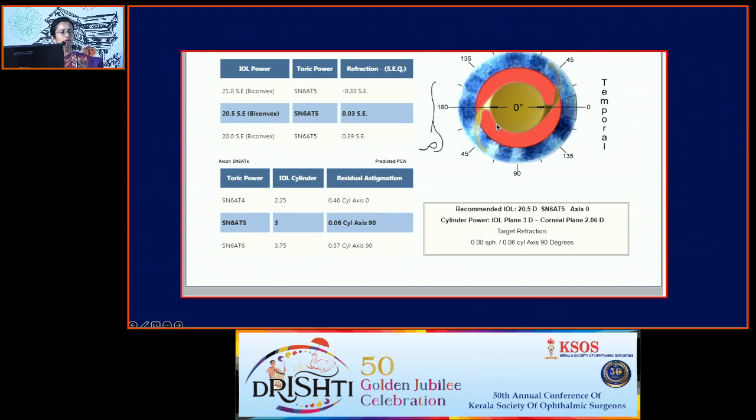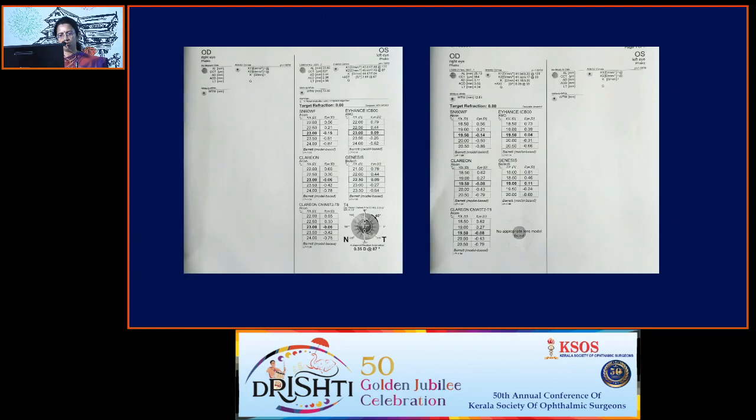The significance of surgically induced astigmatism is coming down because the incisions are becoming smaller and smaller, and also because of the concept of centroid. This was assigned a value of 0.1 diopter.